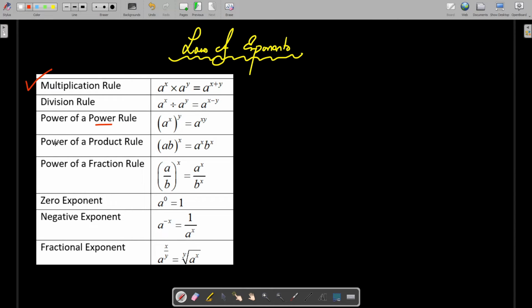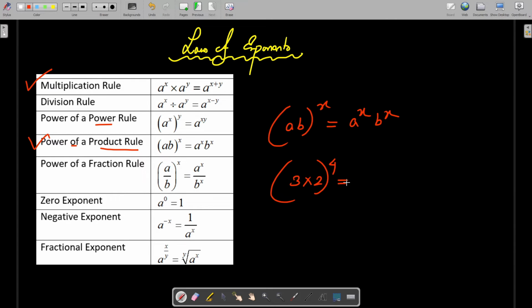The next one is the power of product law. Suppose there are two variables a and b and there is a common power. This can also be written as a to the power x into b to the power x. Let's understand with an example. Suppose I have (3 into 2) to the power 4. Now, this can also be written as 3 to the power 4 into 2 to the power 4. So when you bring them out, you need to give the power to each of them.